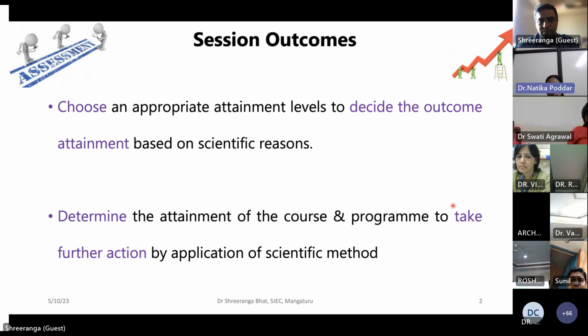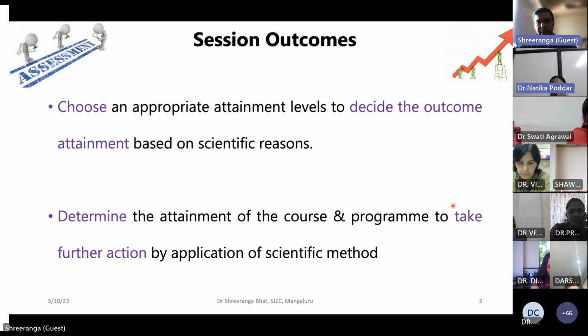Sir, there is a question asked by Dr. Divya. Some topics in the syllabus we are not exactly able to map to a specific CO. Sometimes the same CO is linked to various topics. What should be done?